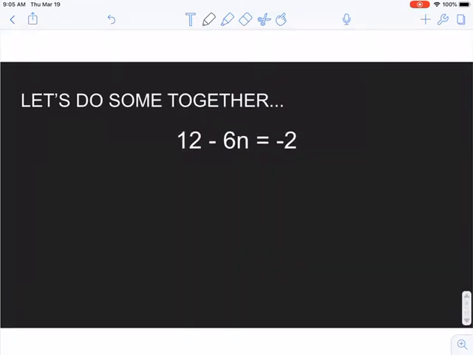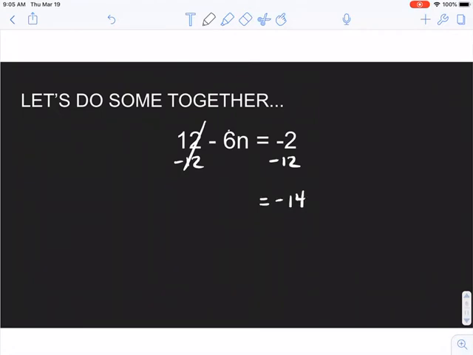Here's another one. This one's a little bit different because we have a positive 12 here. Remember, this is implied that it's positive, but the coefficient here is actually negative 6. All right, so we're going to deal with the constant first. So we have to subtract 12. Subtract 12. That gets rid of that, and negative 2 minus 12 more gives us negative 14.